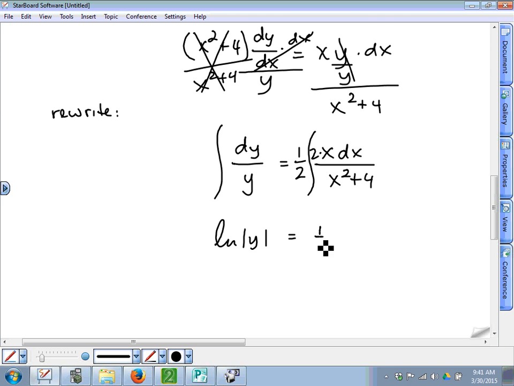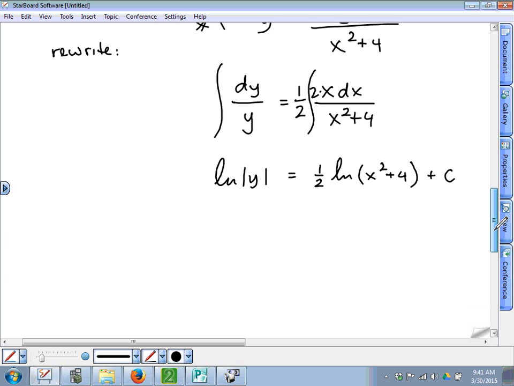And this is just going to be 1/2 times the natural log of x squared plus 4. And that doesn't need to be in absolute values because x squared plus 4 is always positive. Except it doesn't hurt. And then there's a plus c.